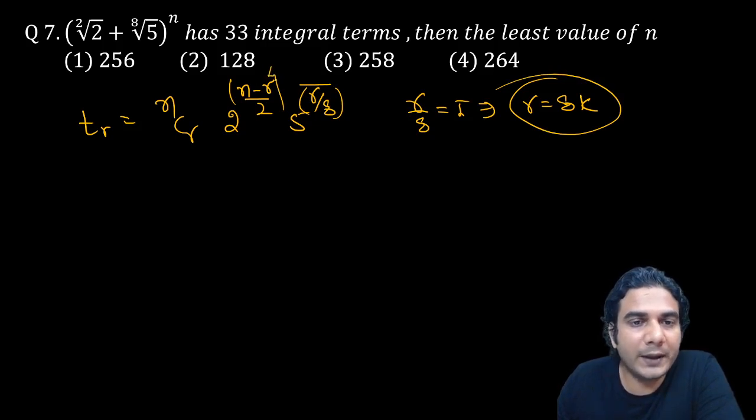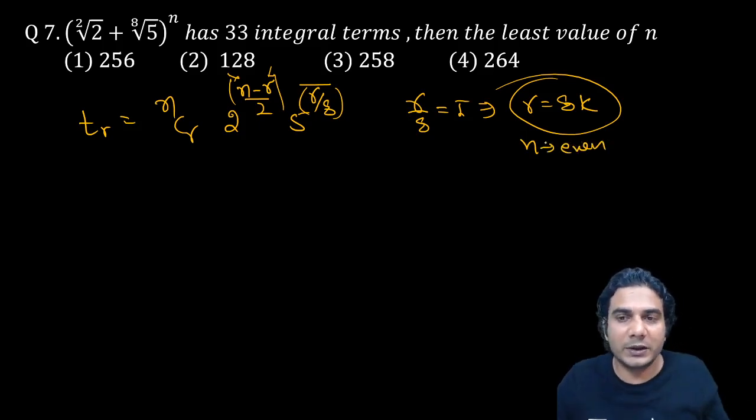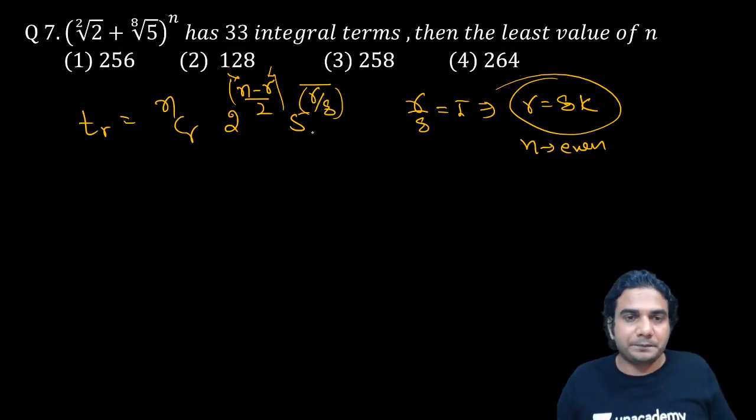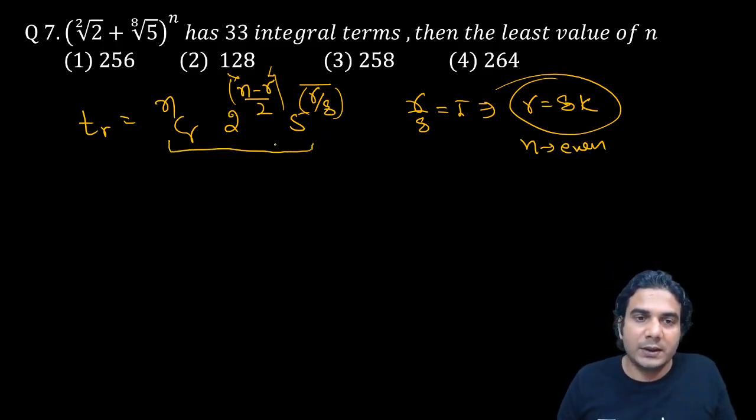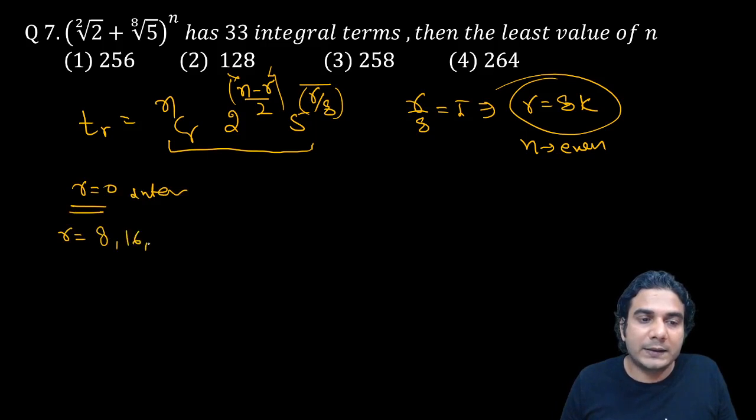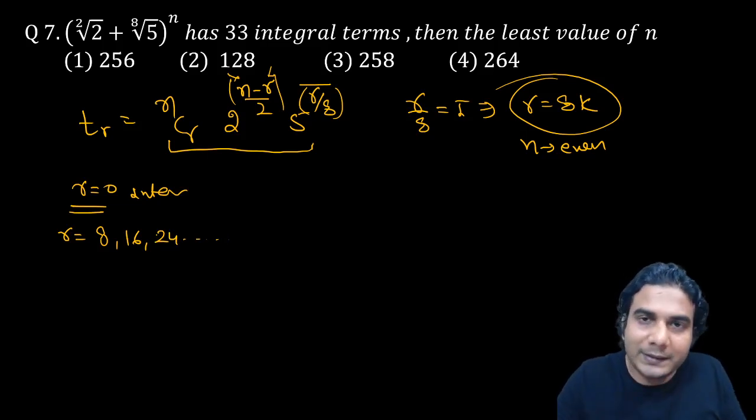So when r is 8k and n minus r should be divisible by 2, so n must be an even number. All right, n is an even number and r must be of 8k type. Then this will make this whole term an integer. So whenever r is 8, 16, 24, 32, you'll get an integral term. But when r is equal to 0, let's check it. When r is equal to 0, and n is even, yes, this will be an integer and this will also be an integer. So for r is equal to 0, you are getting an integer term. All right, and for r is equal to 8 and then 16 and then 24 and so on. Okay, after every eighth term is an integral term.